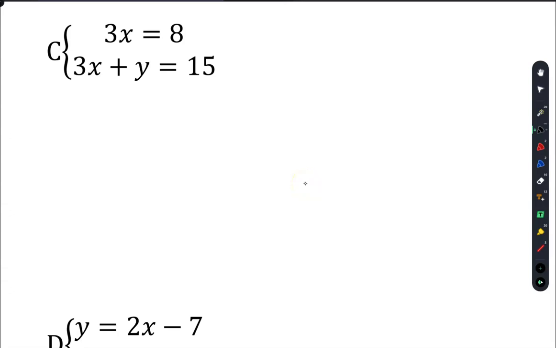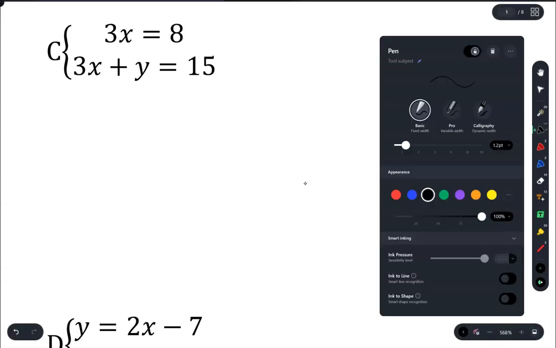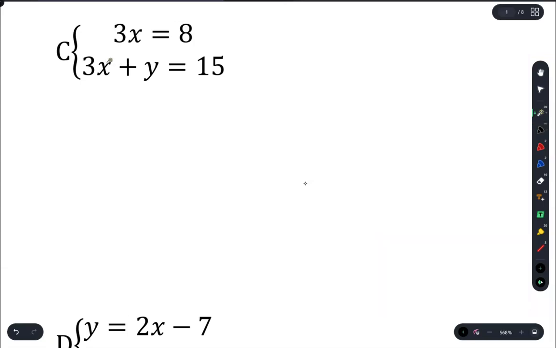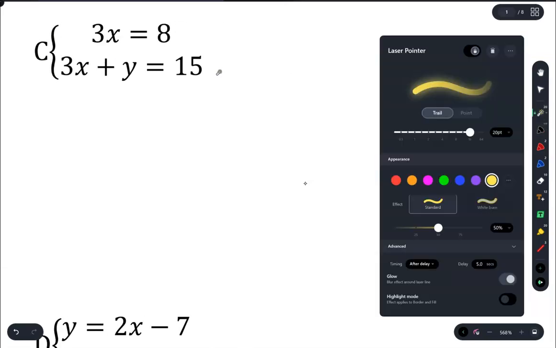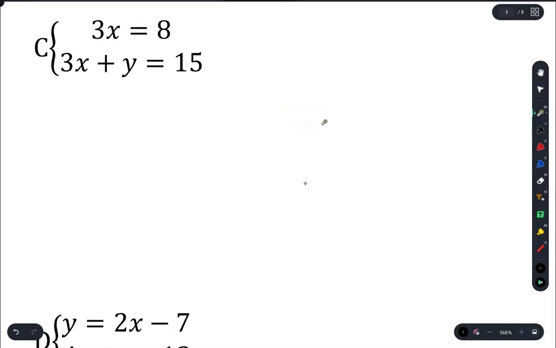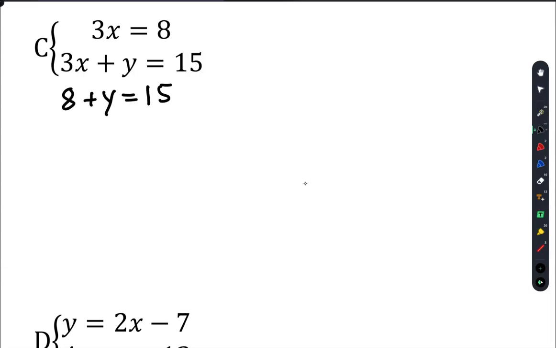Actually, I'm going to make it even easier than that. Look how we have 3x. 3x is equal to 8. And so I can replace this 3x, or substitute the 3x, with something that's equal to the whole 3x, which is 8. So I'm going to replace this 3x with 8. So now I'm going to have 8 plus y is equal to 15.